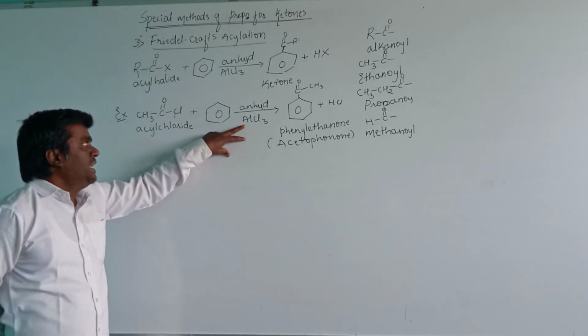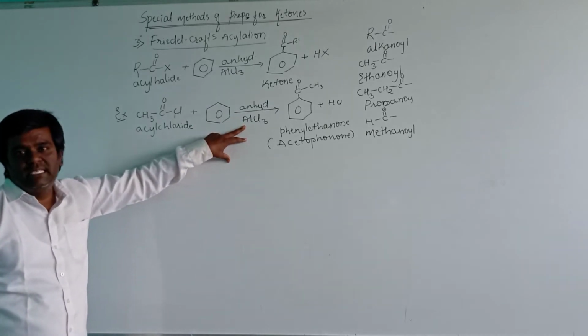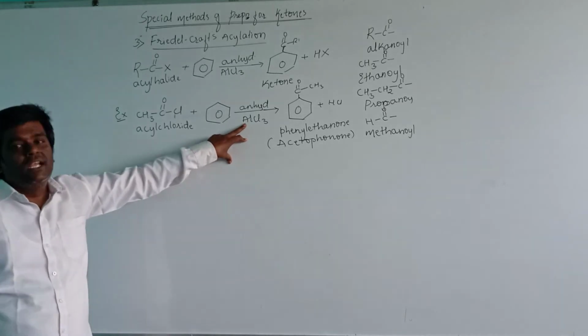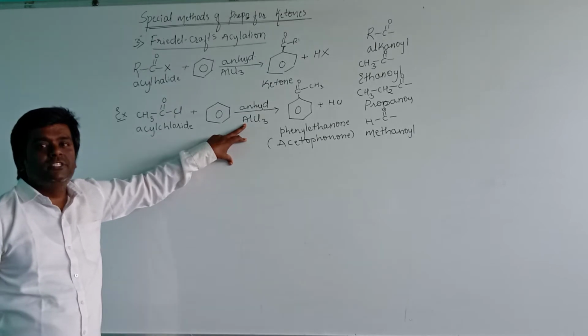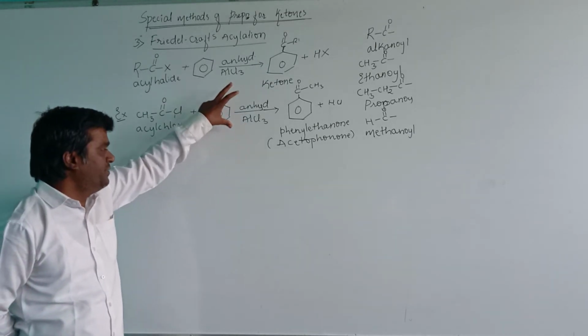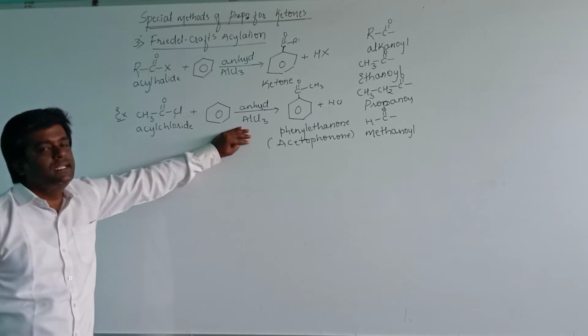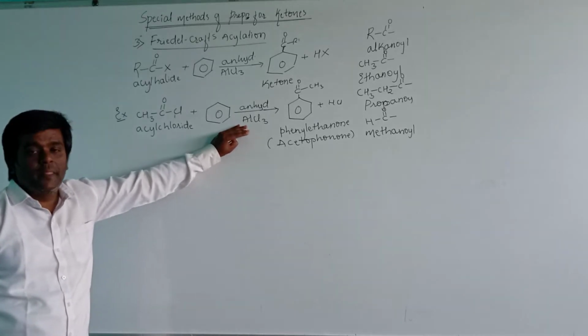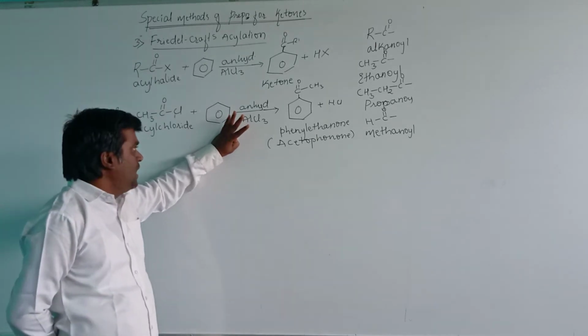Here, the anhydrous AlCl3 or FeCl3 are Lewis acids because these are deficient in electrons. Because of this reason, AlCl3 or FeCl3 are also known as Lewis acids.